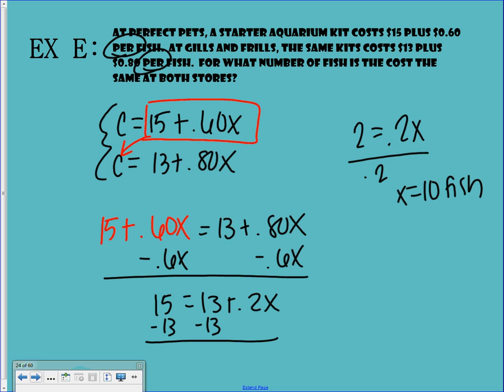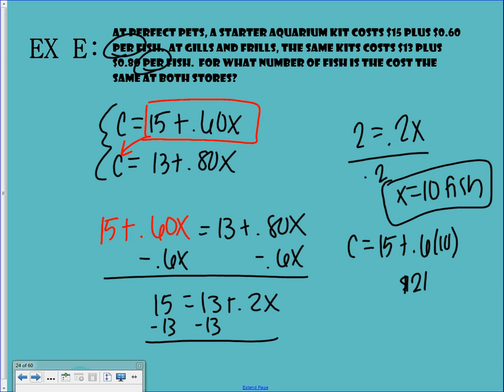If I wanted to know the cost, I would again plug that back in. So I'd have 15 plus 0.6 times 10. So that would be 6. That would be $21.